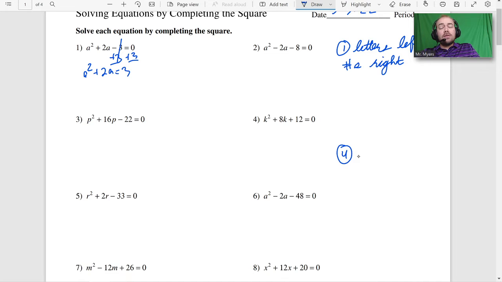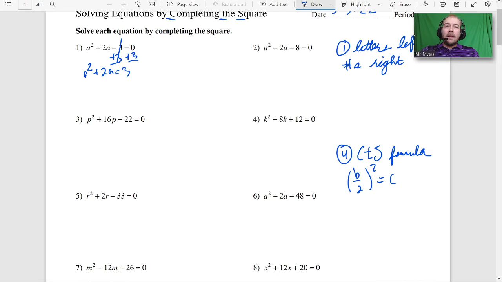Step 4 is when you use the completing the square formula. I'm going to just call it the CTS formula. That says formula. That's really sloppy cursive there. So we're going to use the completing the square formula, which is b over 2 quantity squared equals c.